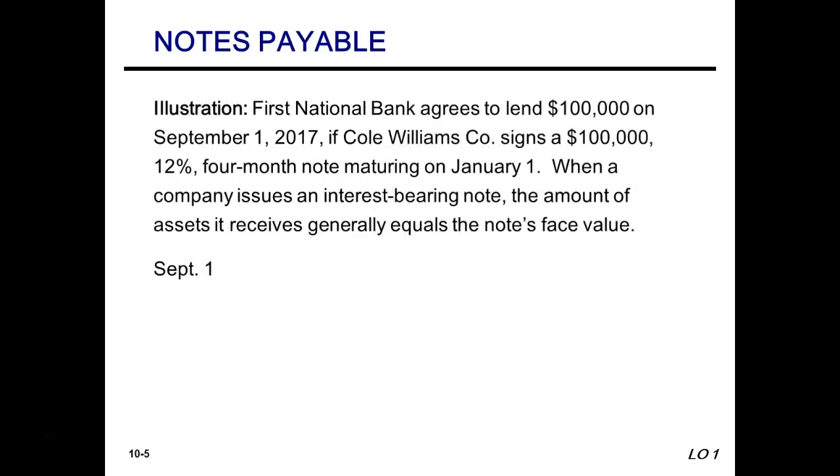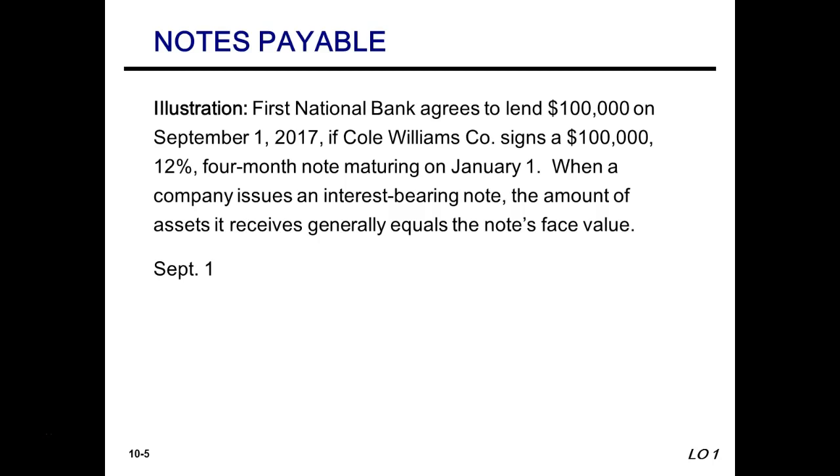What's important to know about notes payable for this chapter is what the journal entry is, and some of this might be a review from previous chapters. Let's look at this first example. First National Bank agrees to lend $100,000 on September 1st, 2017 if Cole-Williams Company signs a $100,000 12% 4-month note maturing on January 1st.